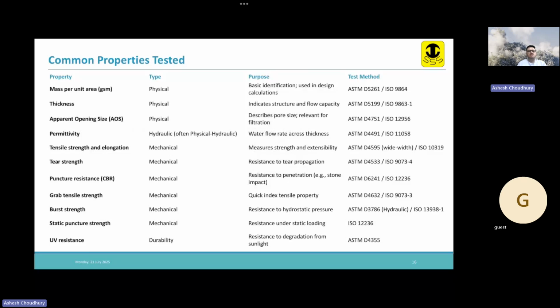Then you have puncture resistance, which is tested with the CBR test. It is resistance to penetration, such as penetration from stone impact. It is measured by the puncture resistance test. Then we have grab tensile strength, a quick index tensile property. Then we have burst strength, resistance to hydraulic pressure. Then you have static puncture strength, that is resistance under static loading. Then we have UV resistance, that is durability, resistance to degradation from sunlight.